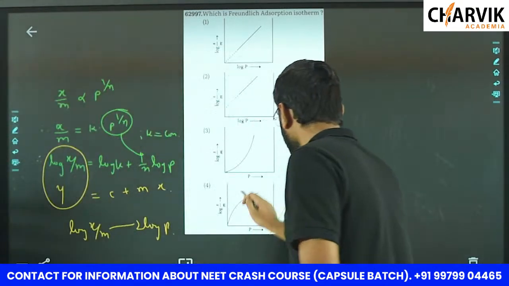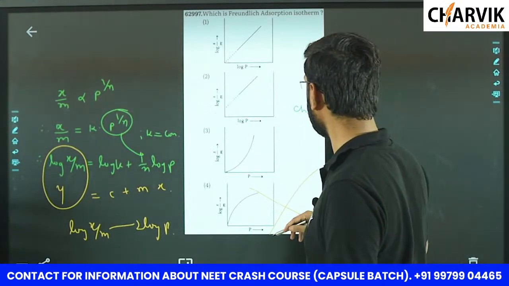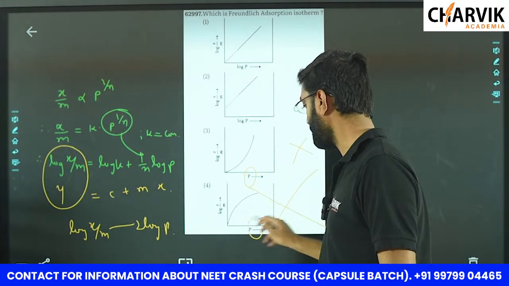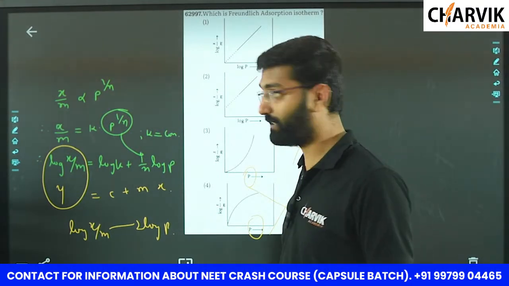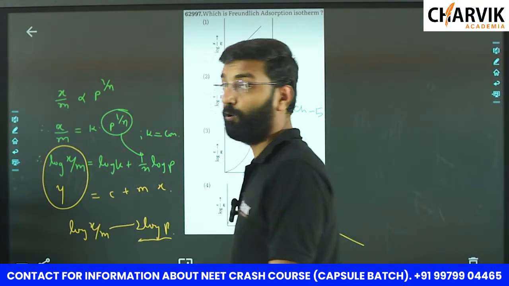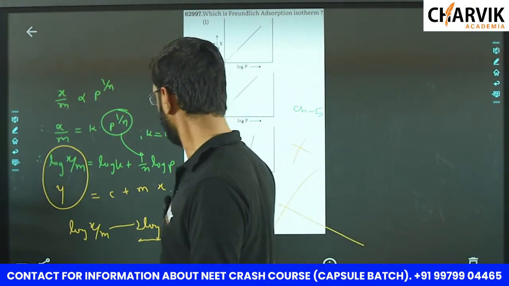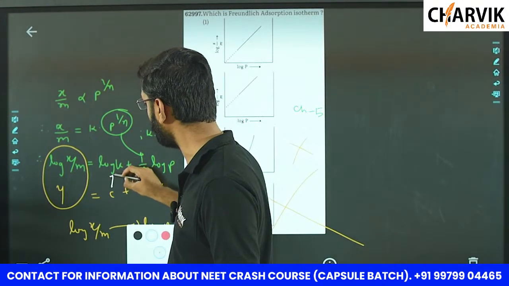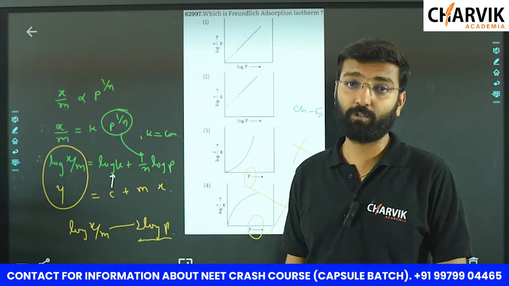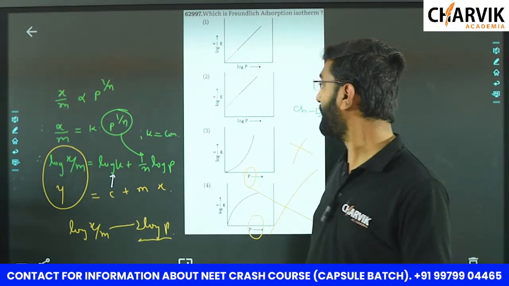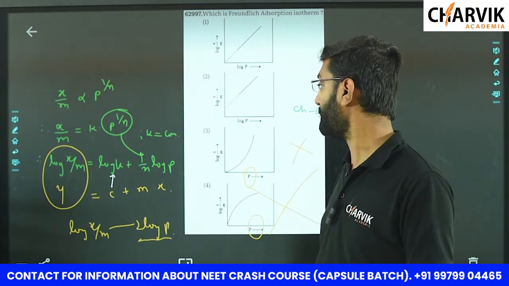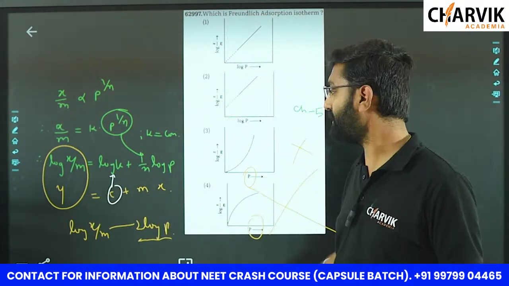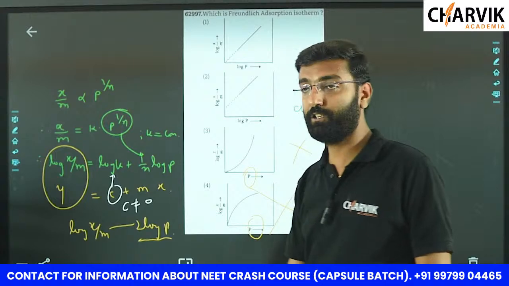So your fourth answer and third will be wrong, because you can see here this is the value of p, but we need the value of log p. Now you can see here the value of intercept is log k and that is non-zero. So the graph is not starting from origin, because c does not equal 0.